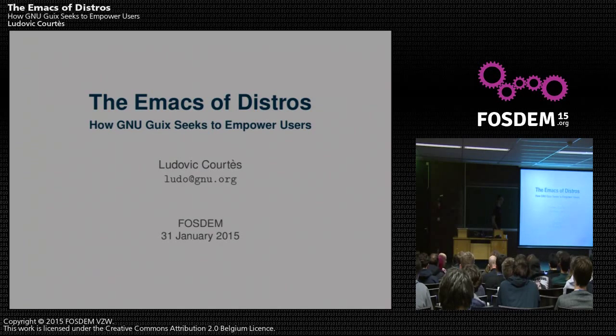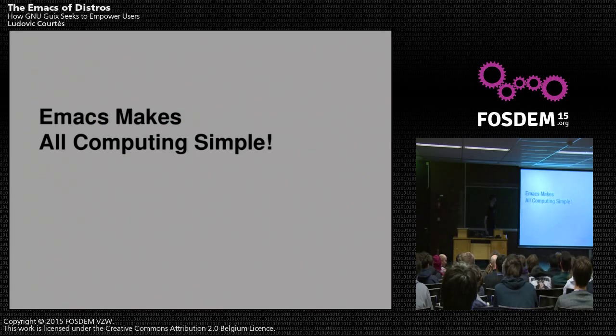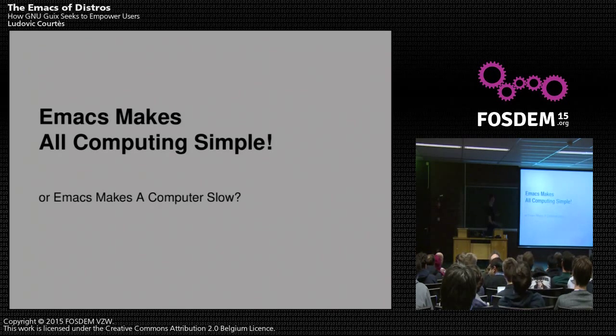So, as we like to say in a hacker context, Emacs is often seen as an operating system, right? So this talk is going to be about an operating system, well, a distro, which tries to be like Emacs. So that's kind of the other way around. So what does it mean, actually, to be like Emacs? What's the nice thing about Emacs? Well, Emacs means Emacs makes all computing simple, right? Not everyone agrees. Some people have found other meanings to the acronym, but I tend to prefer the first one.